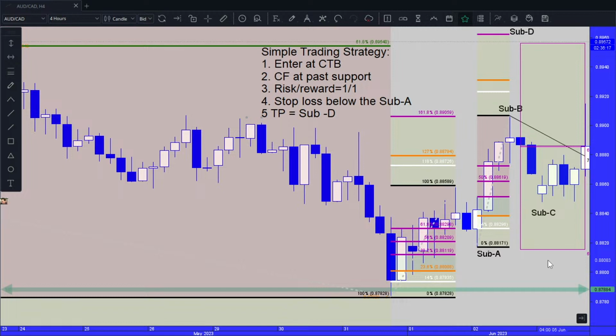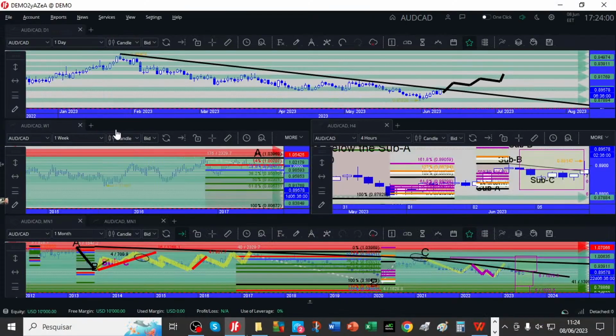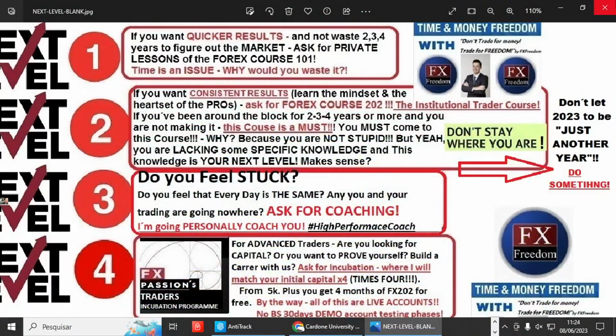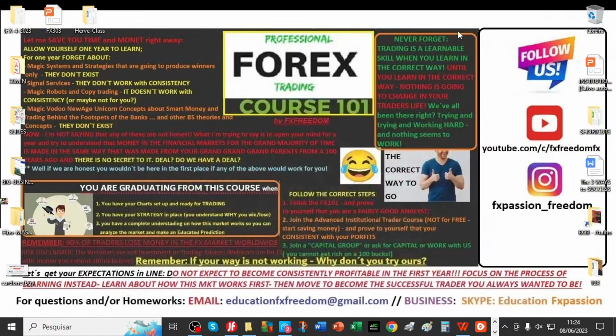Sir, what are the requirements for an advanced course? Shola, you are already in the course. Requirements: money, because it's not for free, and those are the requirements. 1, 2, 3. Have your chart set up, have some kind of strategy. If you don't have one, I'm going to give you one, and you have an understanding of how this market works.